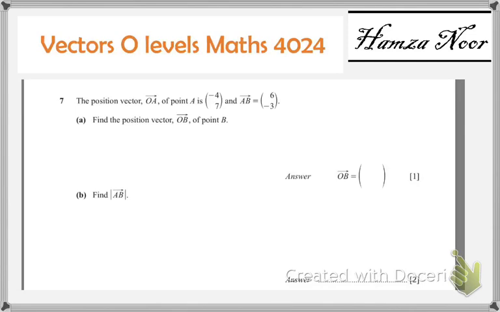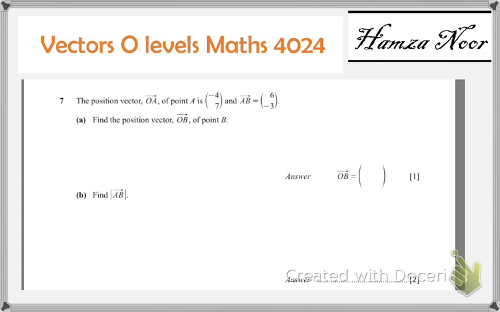The topic is vectors, and this question is from October November 2018. The question says that the position vector OA of point A is (-4, 7) and vector AB is (6, -3). Find the position vector OB of point B for 1 mark.